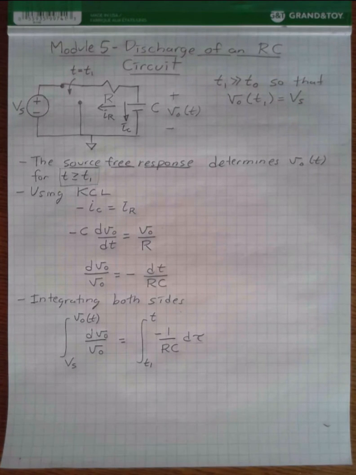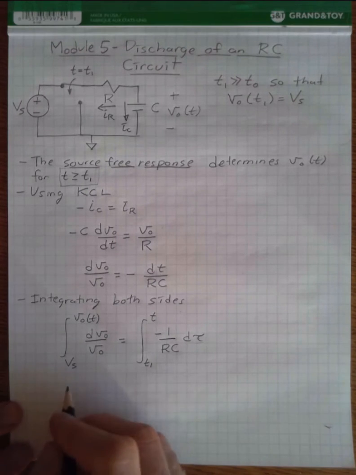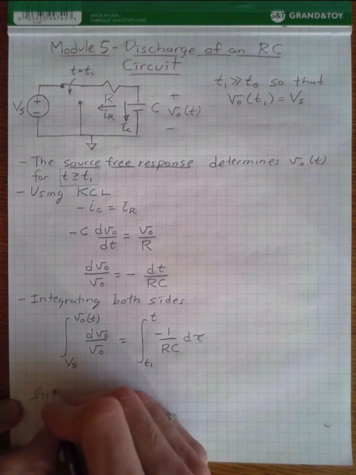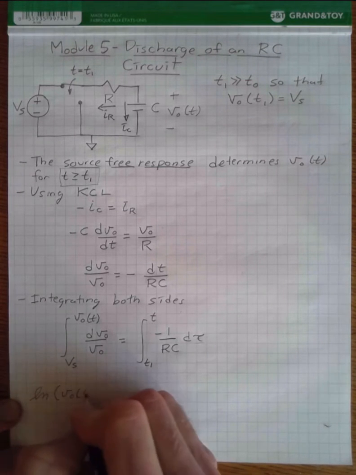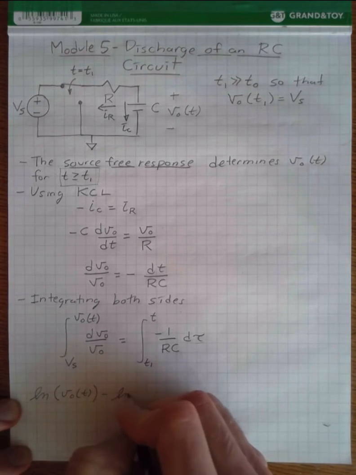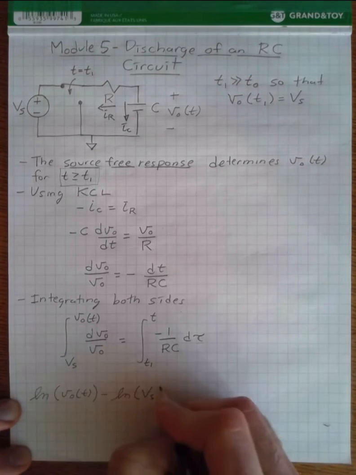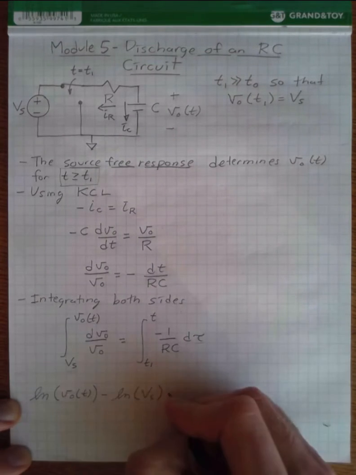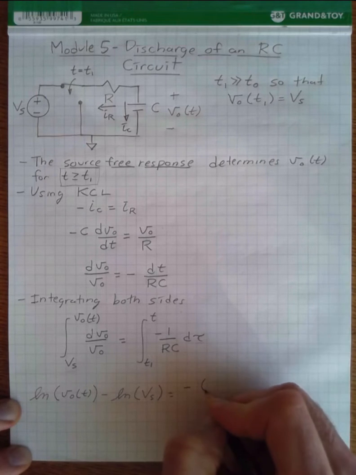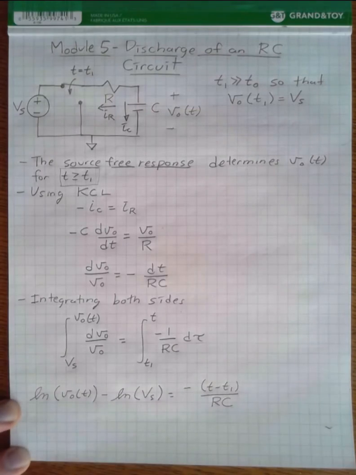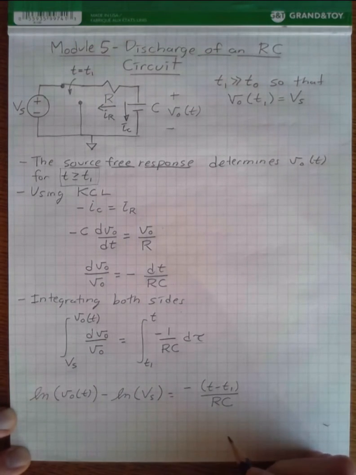And using a very similar approach to how we solve the integral for module 4, the solution for these two integrals is the natural log of V naught at times t minus the natural log of Vs. That comes from the lower bound of our voltage integral, is equal to minus t minus t1 over RC. Exactly the same as module 4, except now we've got t1 instead of t naught.